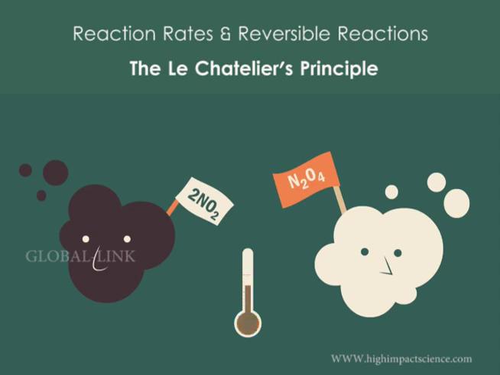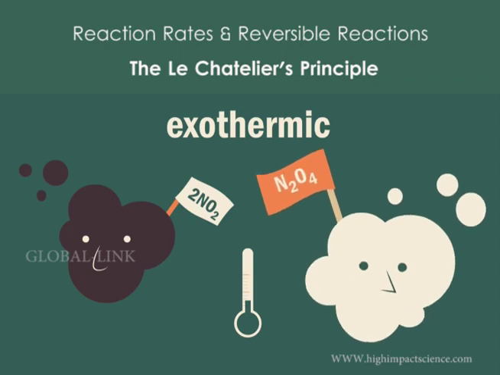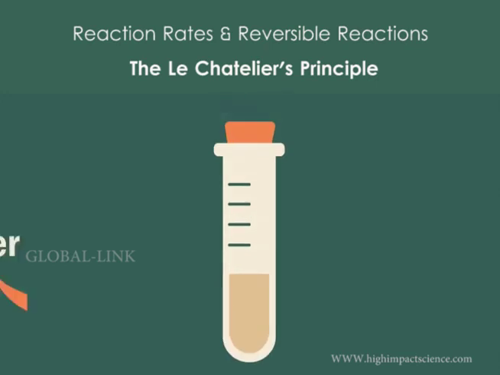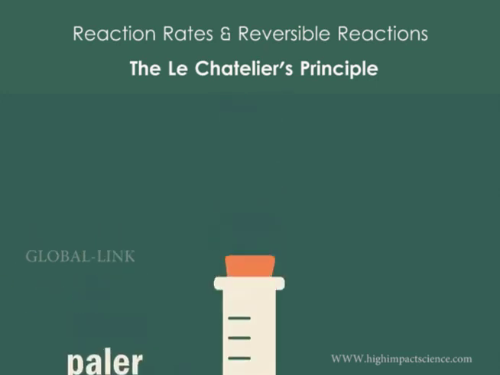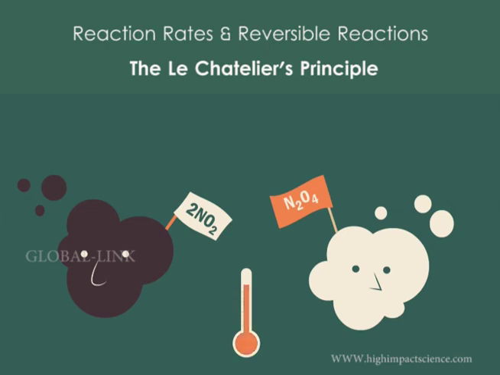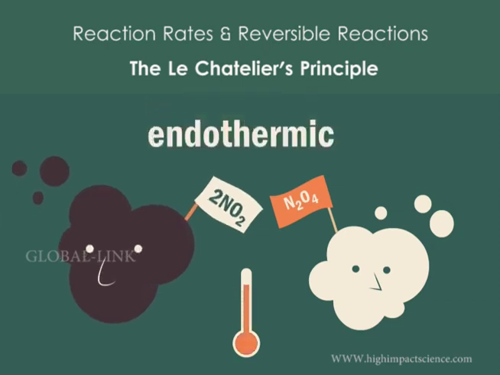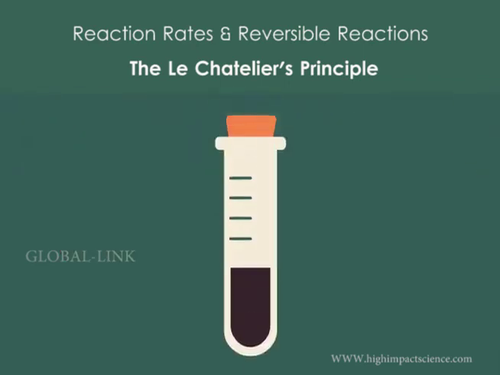A decrease in temperature favors the exothermic reaction, so more dinitrogen tetraoxide is produced. Since it's a colorless gas, the mixture appears pale yellow. An increase in temperature favors the endothermic reaction, so more nitrogen dioxide is produced. The mixture therefore appears darker brown.